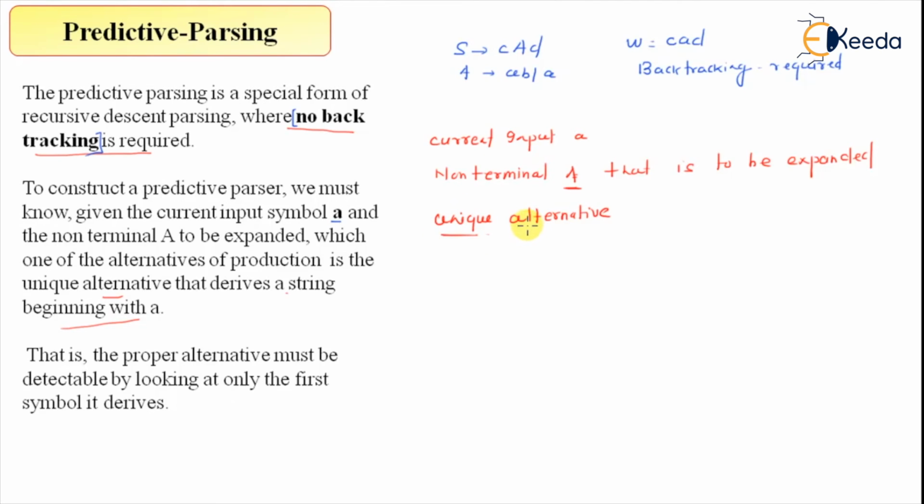The problem will come if the alternative is not unique. Like here, a unique alternative means if I want to derive this capital A from the input a, then this is also beginning with a and this is also beginning with a. So we do not have a unique alternative. This is the situation of not a unique alternative, but we are looking for a unique alternative. And if there is a unique alternative, then there is no need of backtracking. That is, the proper alternative must be detected by looking only at the first symbol it derives.